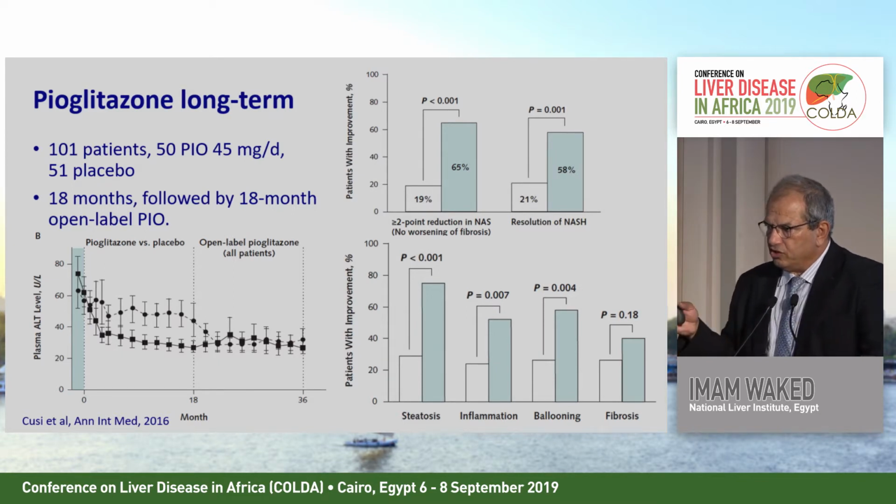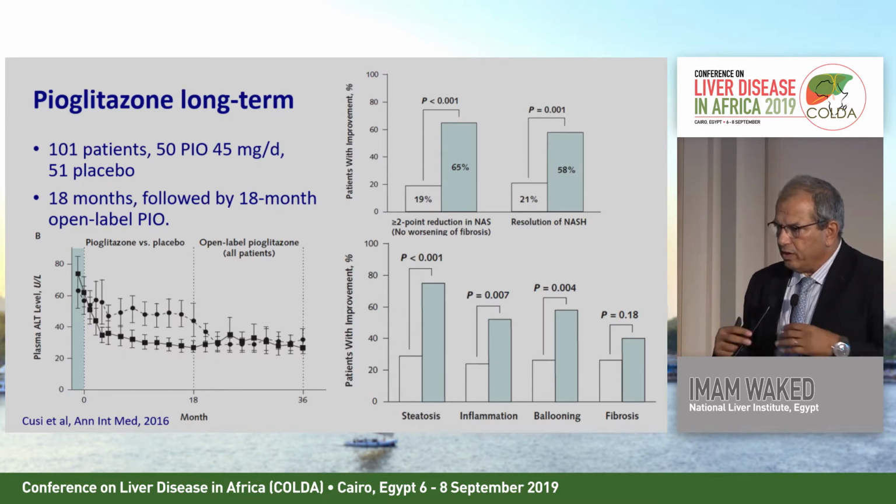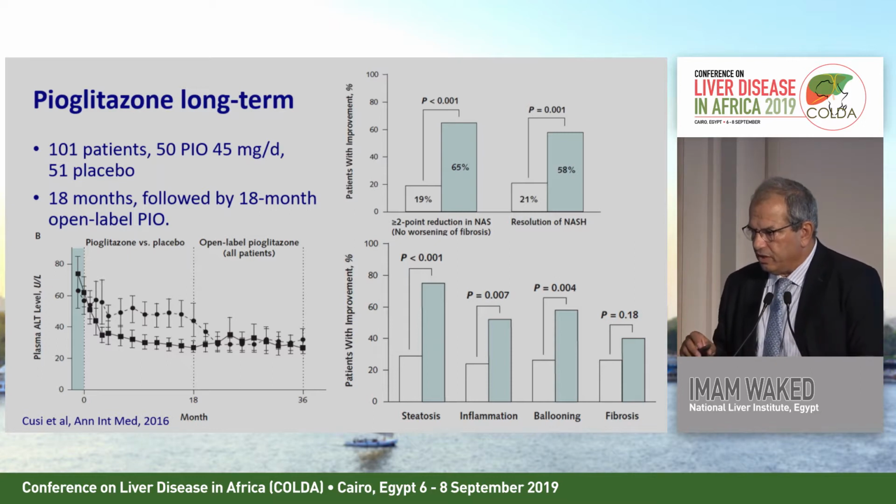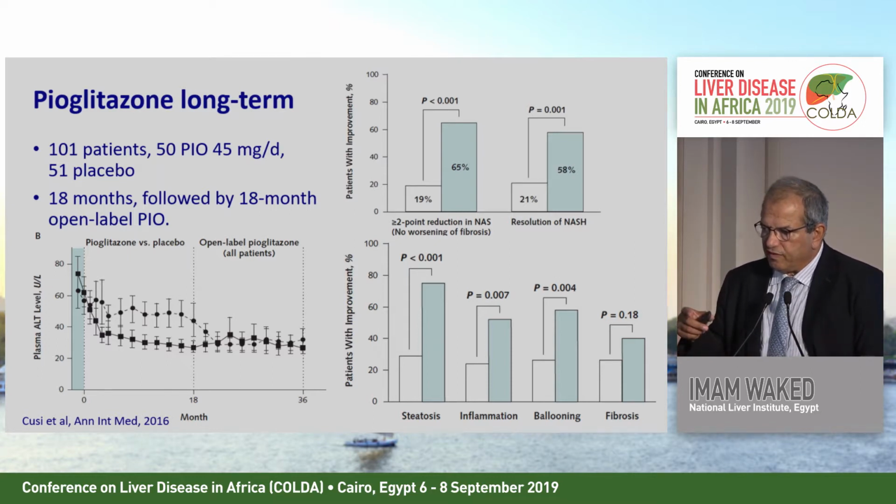And this shows the changes compared to placebo in improvement in NAS score, in resolution of NASH, and the different aspects of liver histology. So all aspects of liver histology kept improving, and this showed that the fibrosis improves if you use pioglitazone long-term.